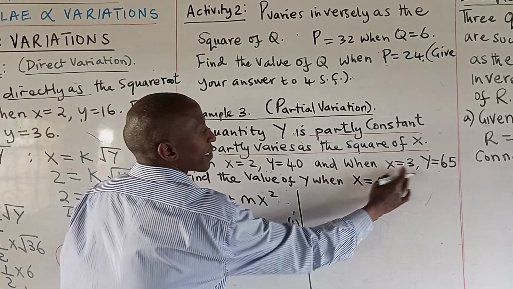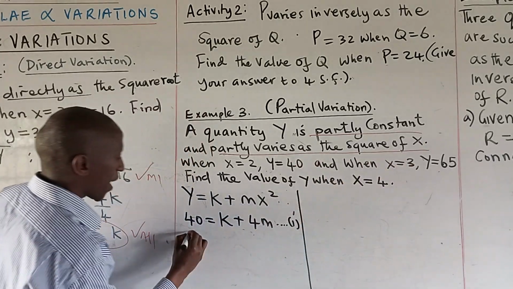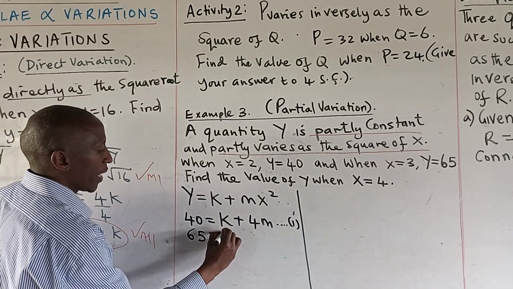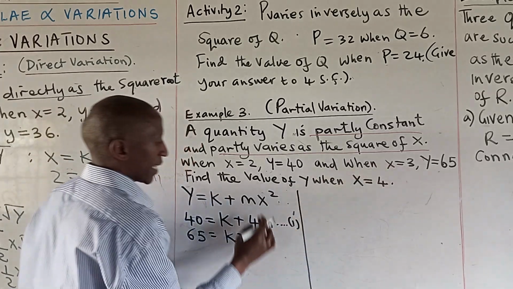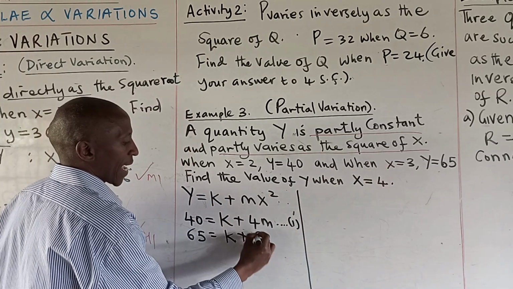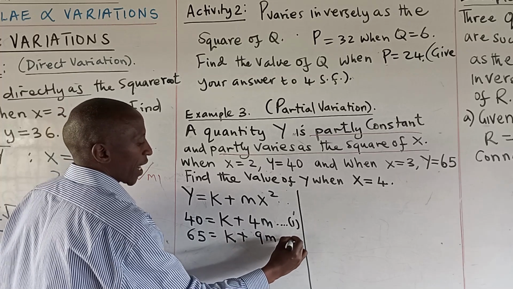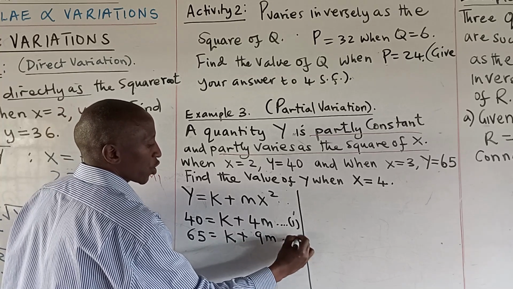Then we have when x is 3, y is 65. So we have y is 65. We have the constant of proportionality. Then we have x is 3. 3 squared is a 9 multiplied by m, and that becomes our equation 2.